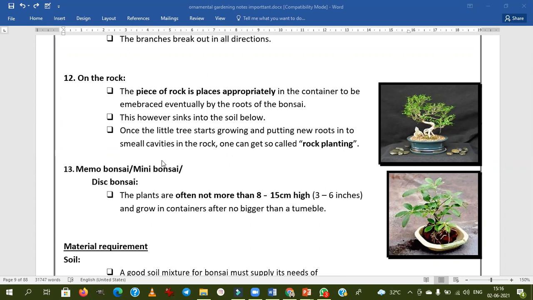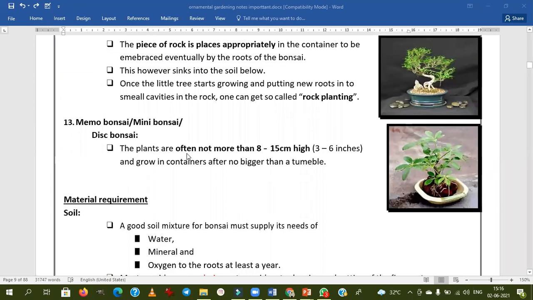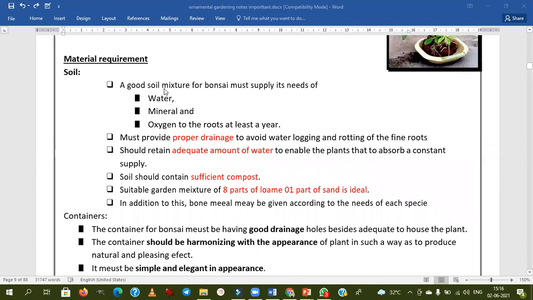Then the mame bonsai or the mini bonsai. Here, it does not grow to the height of a normal bonsai. It will only grow 8 to 15 centimeters in height. This is the mini bonsai. Then we'll discuss the materials required for bonsai making.